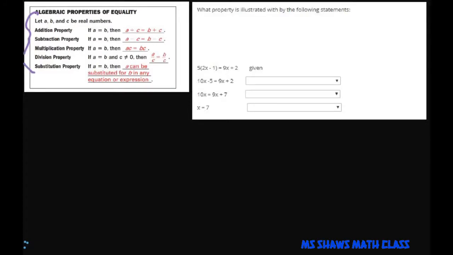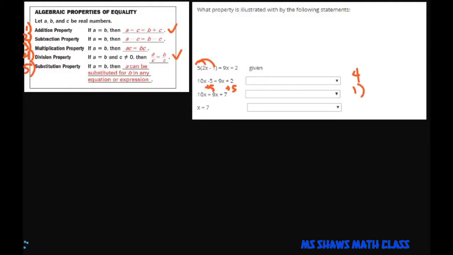So I'm going to write this as 1, 2, 3, 4, and 5, so I don't have to write them. The first thing we did for the first step is distribute. So that's the distributive property, which I'm going to write as number 4. And then what I did is I added 5 to both sides. That's your addition property, so that would be number 1.